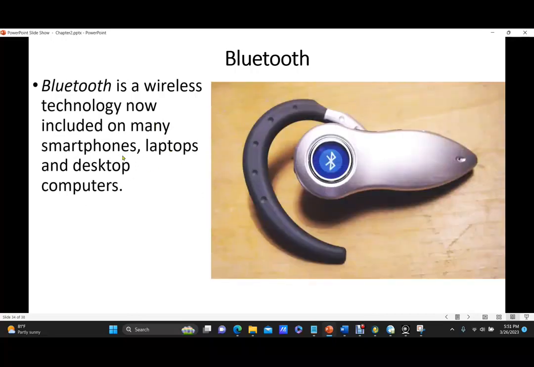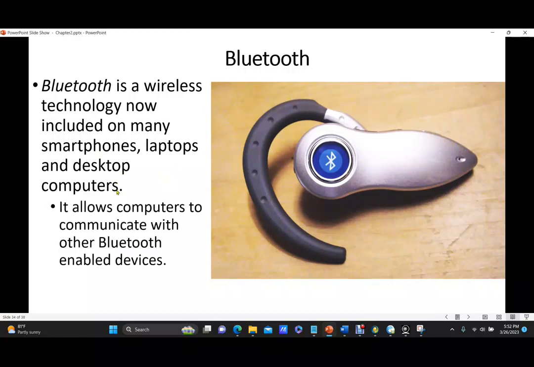Bluetooth is a wireless technology. It's generally included in smartphones and laptops, as well as most desktop computers. It allows computers to communicate with other Bluetooth enabled devices.